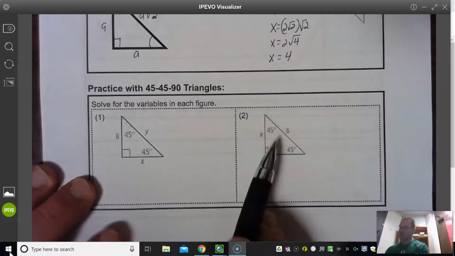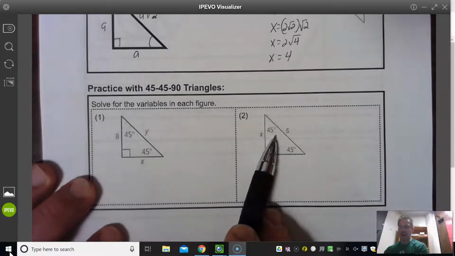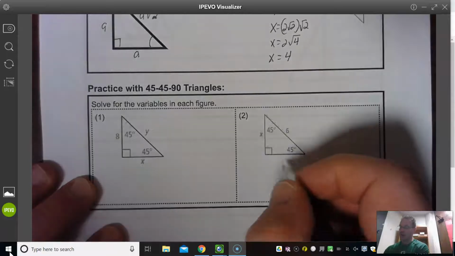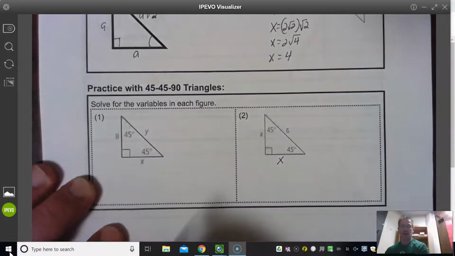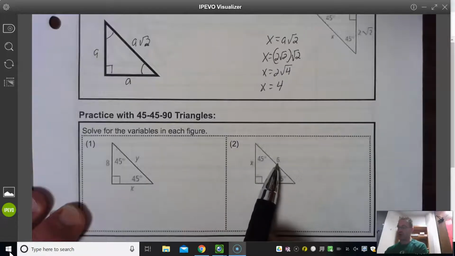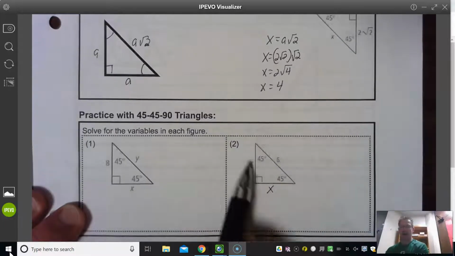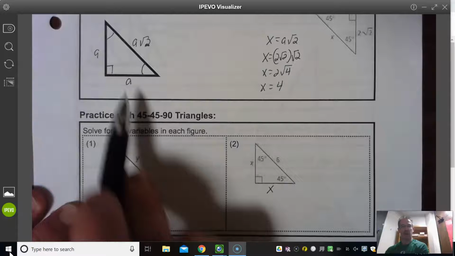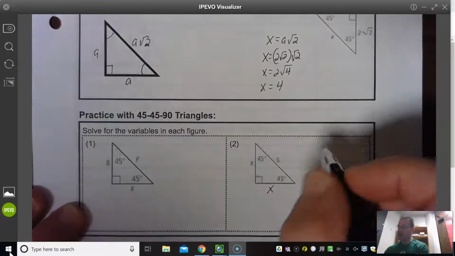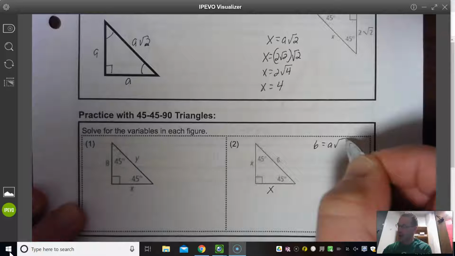So notice in problem 2 down here at the bottom of our page, we have our 45, 45, 90. So if this is x, we know this also has to be x. But notice this time I'm starting with the hypotenuse. Now, we're still going to use the same relationship here. So these have to be A, just like we have A's right here. This has to be equal to A root 2. So I know 6 has to equal A root 2.